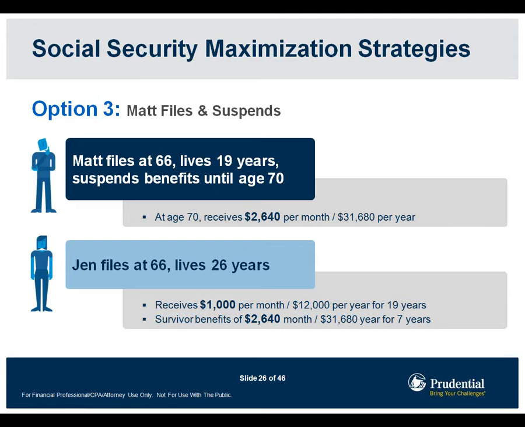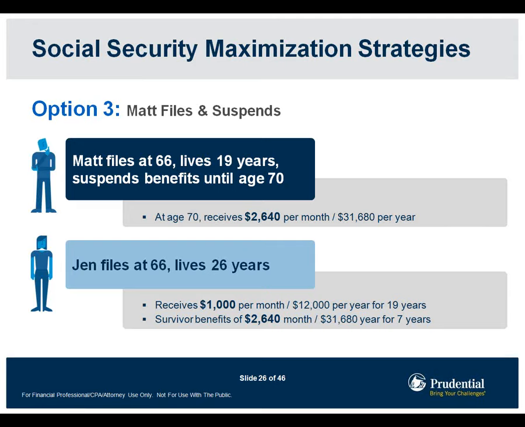So what he could do at age 66 is file for benefits and then suspend those benefits. And by suspending those benefits, he'll get those 8% deferral credits, which means at age 70 he'll receive an enhanced payout. But because he filed, Jen can now file for a spousal benefit. So Jen will file for a spousal benefit, receive $1,000 a month, so half of his full benefit. And then when Matt dies, Jen will receive a survivor benefit of $2,640, the enhanced benefit. That is called file and suspend.